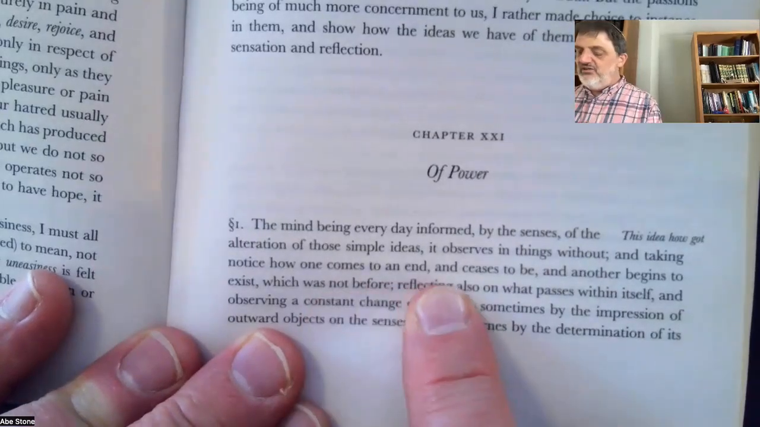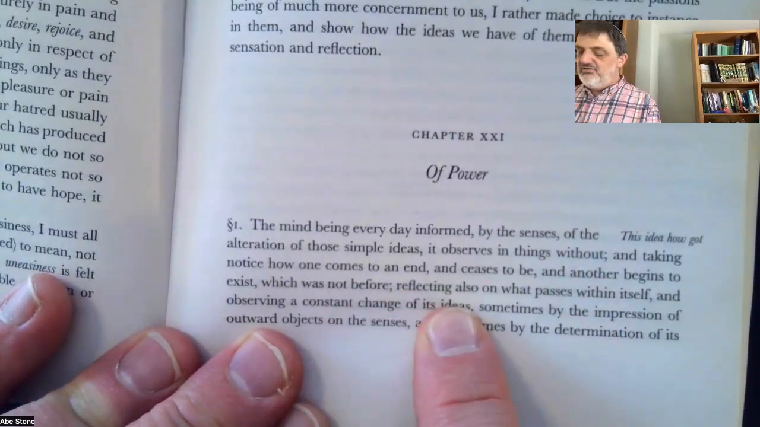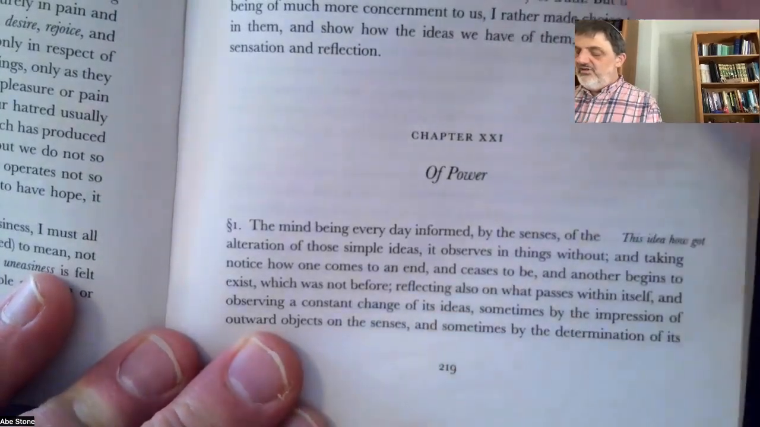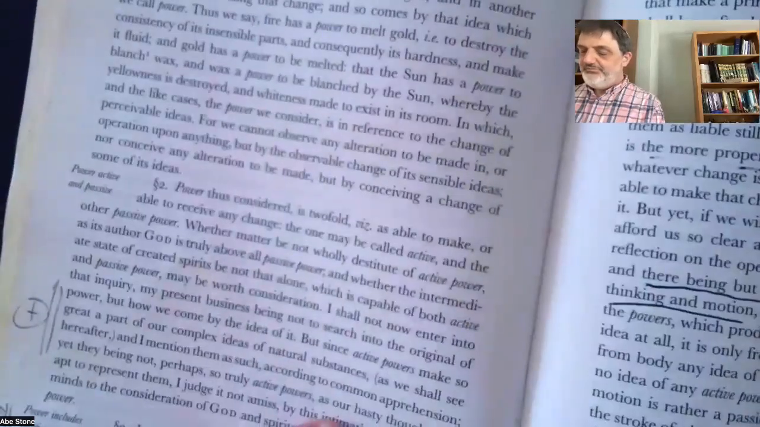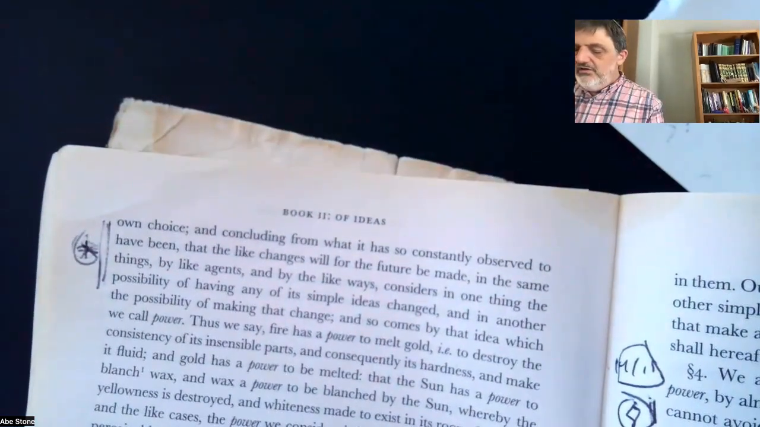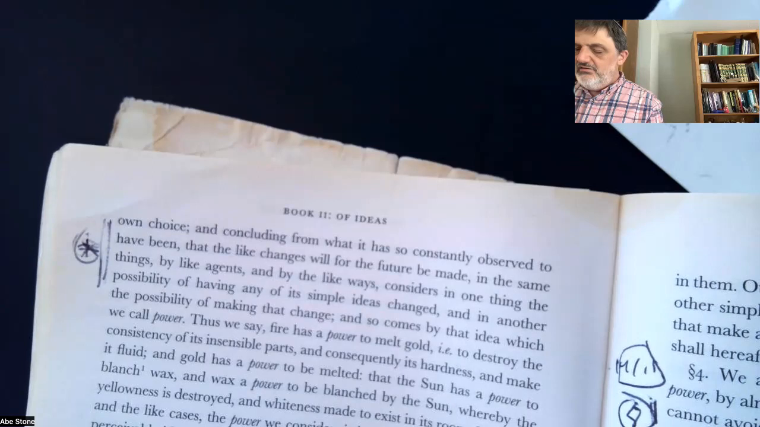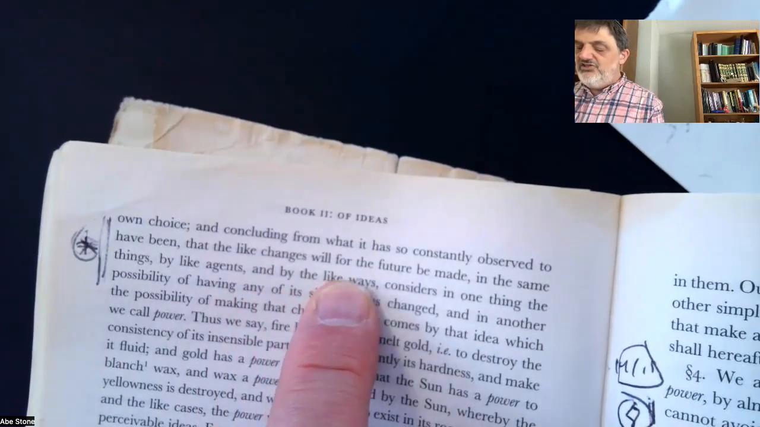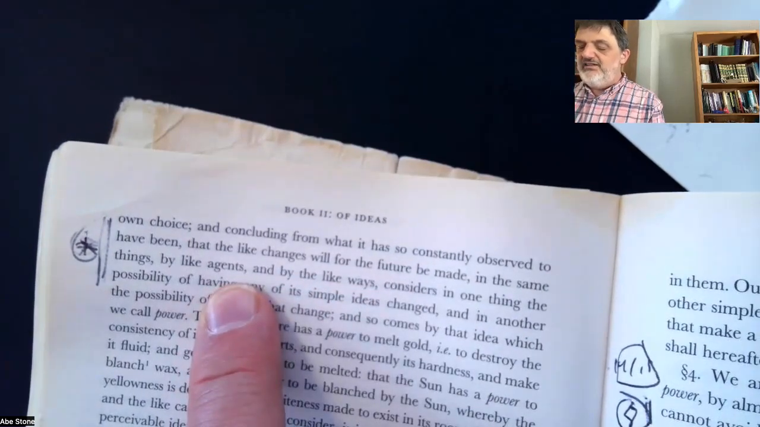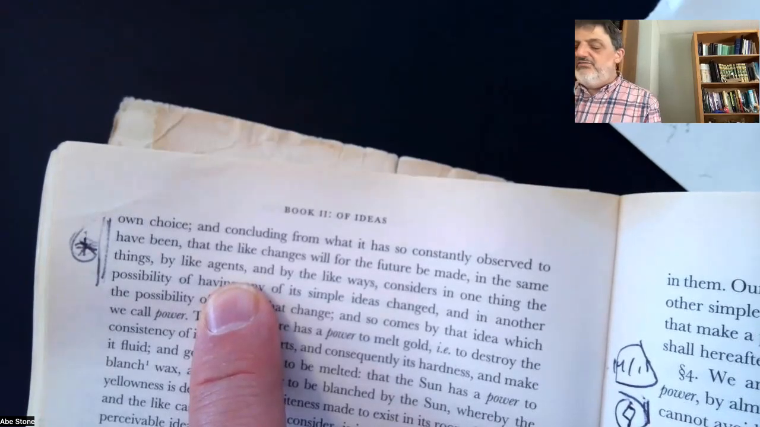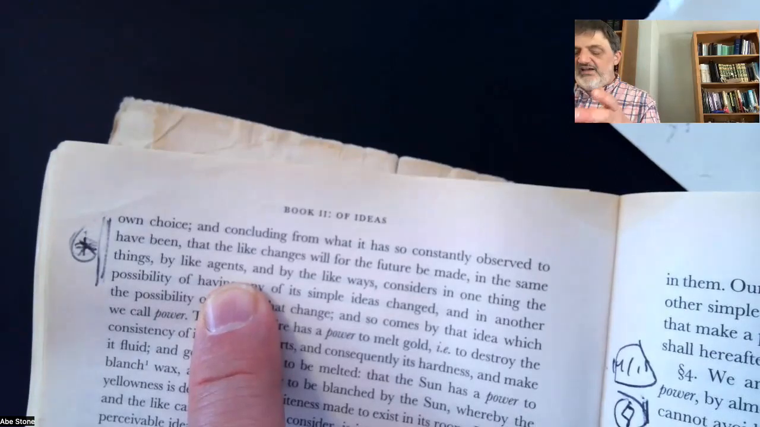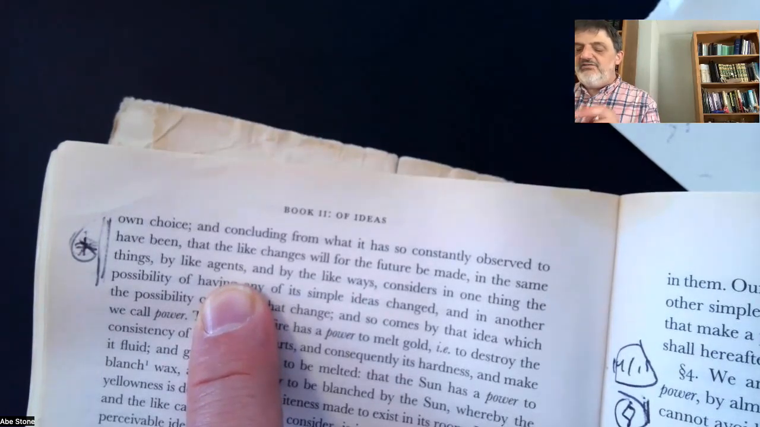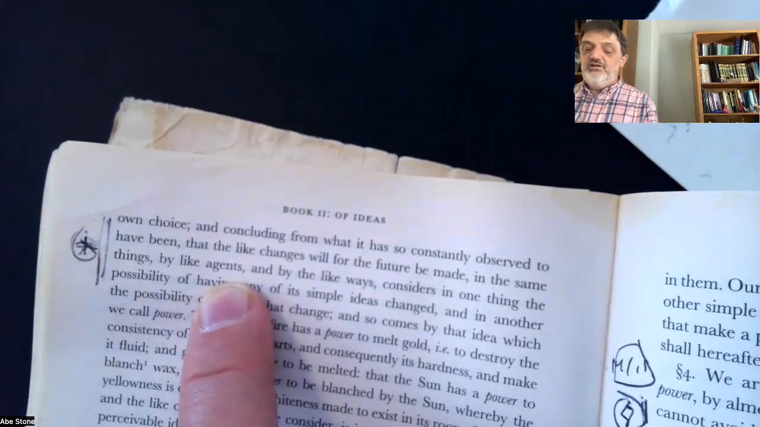But anyway, and taking notice how one comes to an end and ceases to be, and another begins to exist which was not before, et cetera, et cetera. And concluding from what it is so constantly observed to have been, that the like changes will for the future be made in the same things by like agents. That's right. This is the way we get ideas of particular powers: by observing their effects and concluding that something like that will have the same effect in the future.